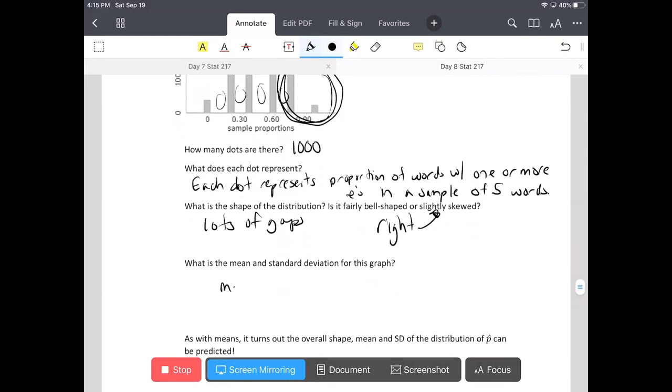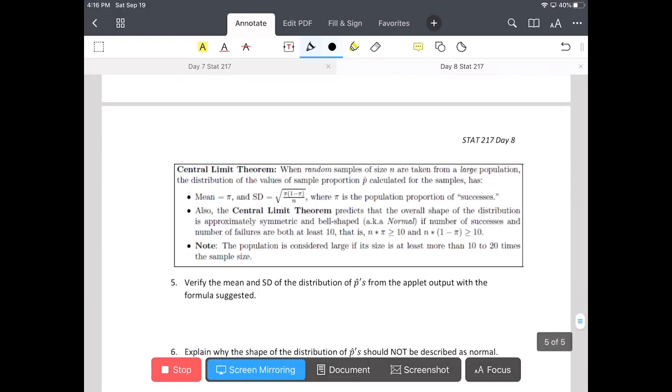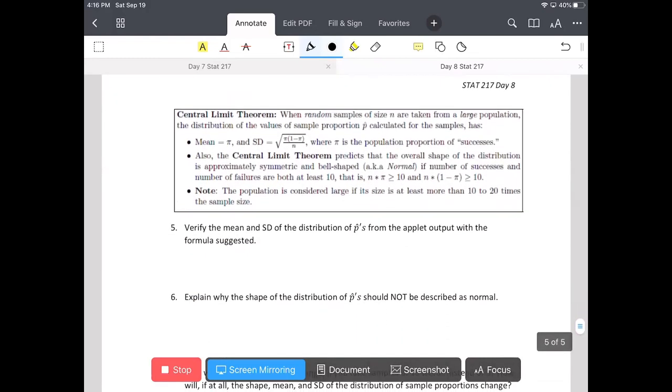So the mean is 0.456, and the standard deviation is 0.225. As with means, it turns out the overall shape, mean, and standard deviation of the distribution of p-hats can be predicted. Once again, there's this very valuable theorem. Do you have to have these theorems memorized?